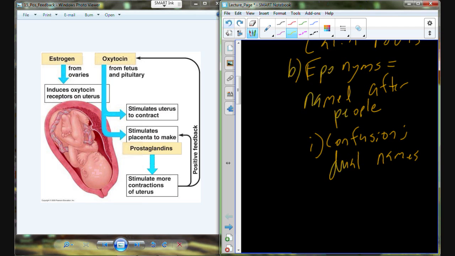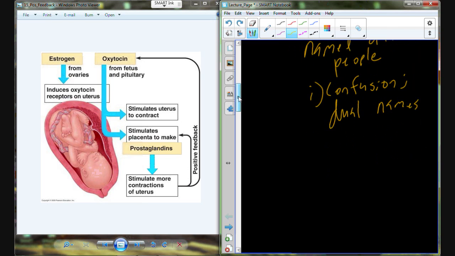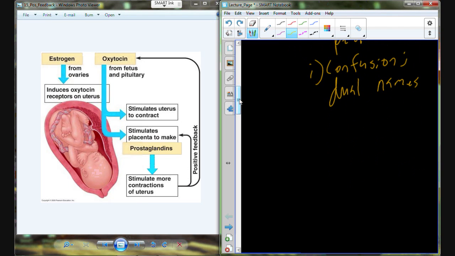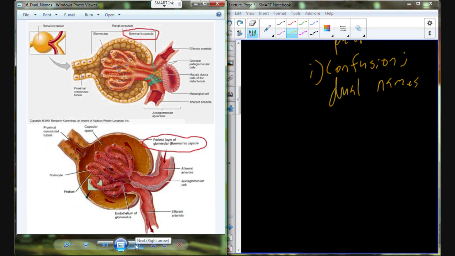And it would be like taking your car to the mechanic, and one mechanic comes out and says, well, we got to change the lug nuts, and the other mechanic comes out and says, we got to change the little screw things on the end of your wheel. And you're like, aren't they the same thing? So lots of confusion, dual names. Fortunately, there is a way out. Okay, so there is our Bowman's capsule in one figure, and down here our glomerular or Bowman's capsule in another figure out of two different textbooks.